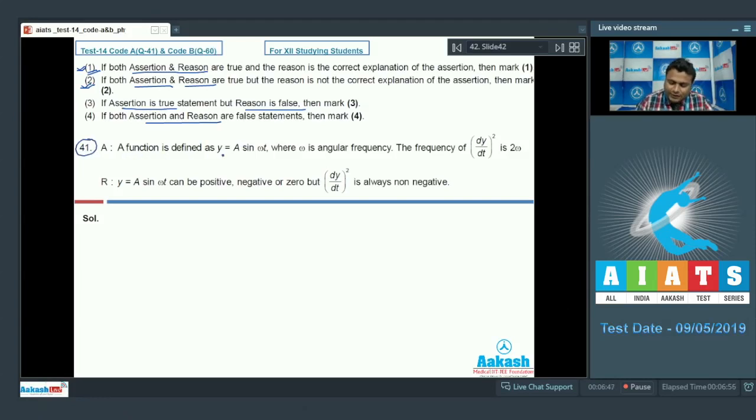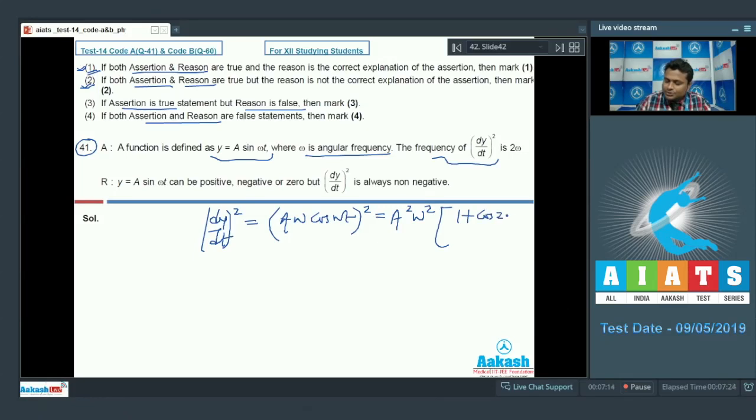Assertion: a function is defined as y equals a sine omega t, where omega is the angular frequency. The frequency of dy by dt squared is 2 omega. Let us check it. dy by dt is equal to a omega cos omega t. But we have to talk about dy by dt whole square. So it becomes a squared omega squared cos squared omega t, and cos squared omega t can be written as (1 plus cos 2 omega t) divided by 2. It means the frequency of the dy by dt whole square expression is 2 omega. Assertion is true.